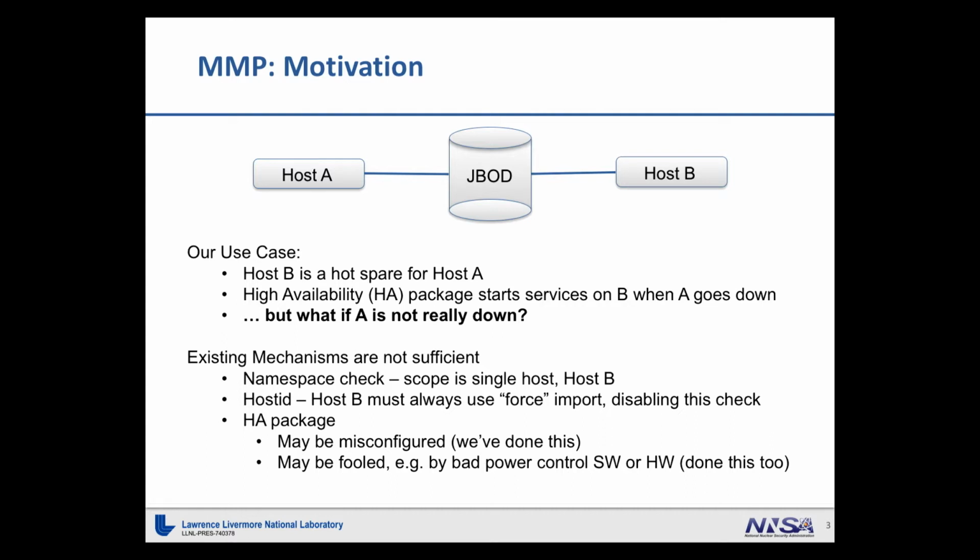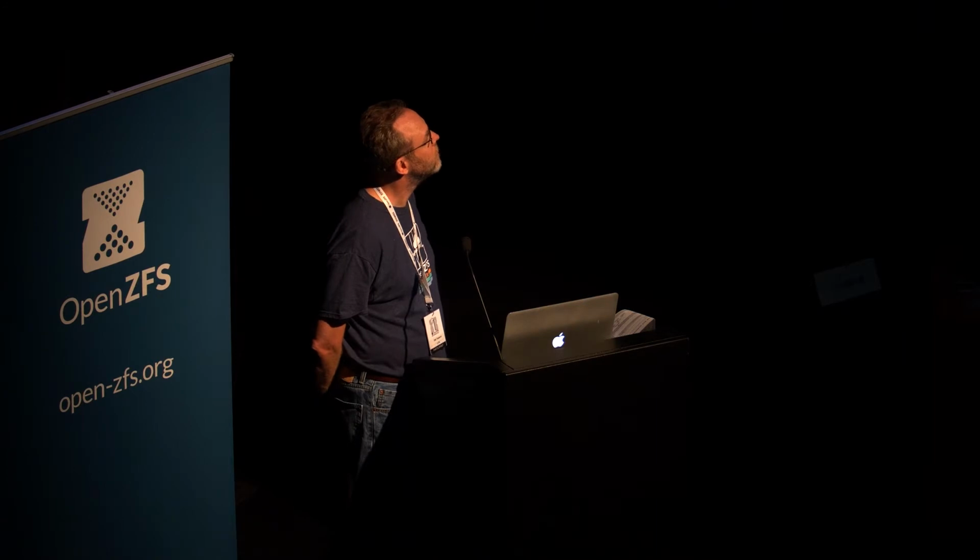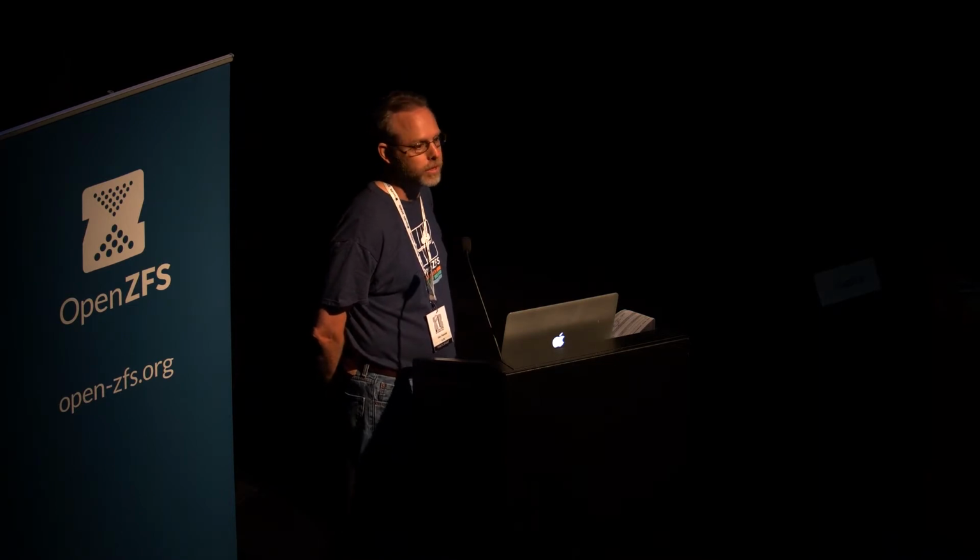We've had cases where we have an external HA system that attempts to make sure that these two systems can't import the pool at the same time. In our case, they typically work with power control. So they're supposed to detect that host A is down, power it off, and then start services on host B. But we've had cases where the HA system was misconfigured, and we've had cases where the power control system that the HA system depended on lied.